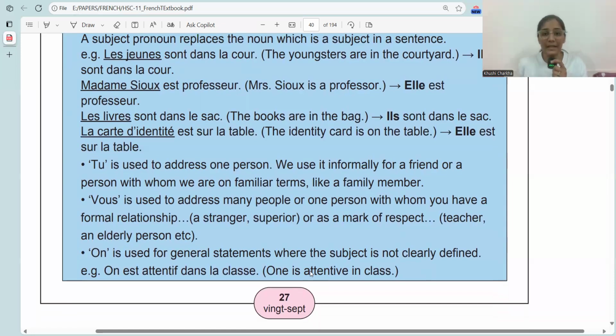Then next point. Tu is used to address one person. Tu is used to address whom? Tu is used to address only one person. We use it informally for a friend or a person with whom we are on familiar terms, like a family member. If I'm talking to my friend, I would say tu. If I'm talking to my younger sister, I would say tu. If I'm talking to some of my family members, I would say tu. Tu is used on an informal basis.